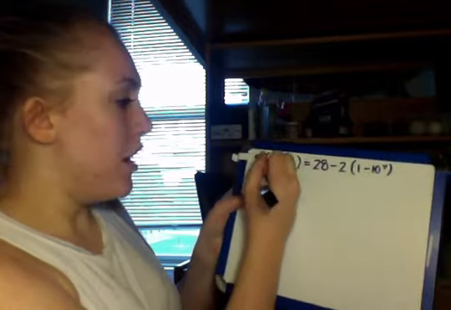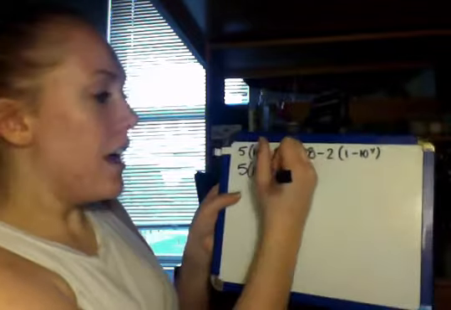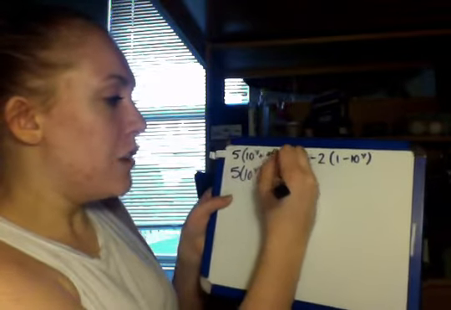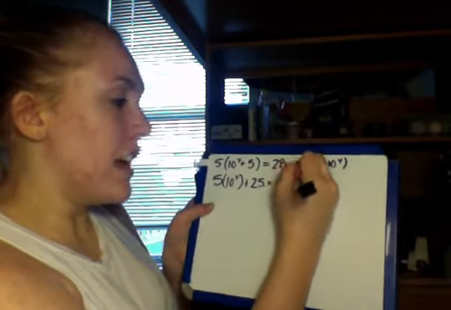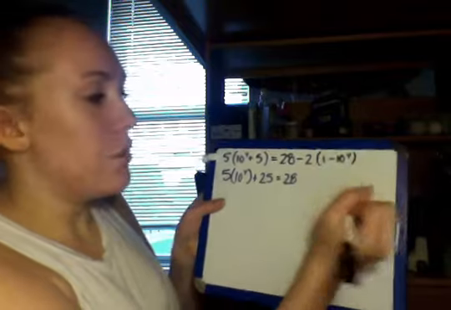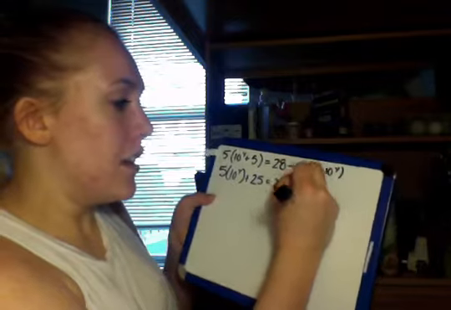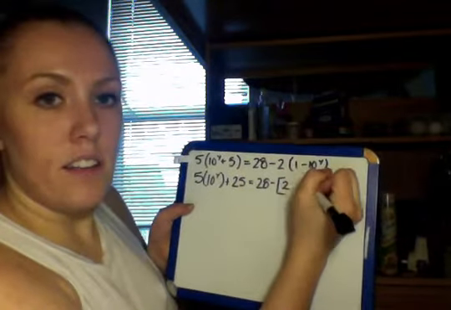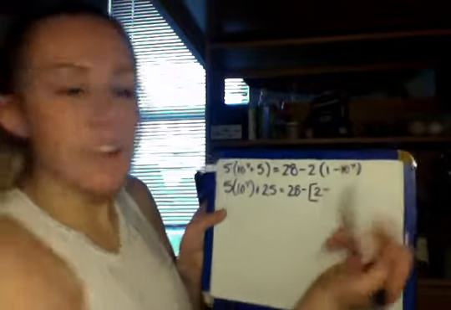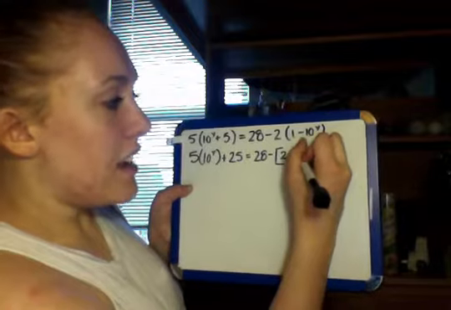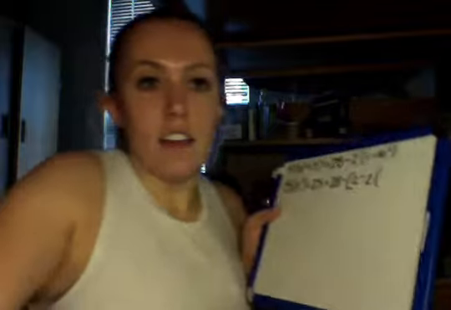So we're going to do 5 times 10 to the y, close that off, and then we're going to distribute the 5 to the 5 plus 25 equals, we're going to just rewrite this 28, and then here is where it gets tricky. We're going to keep the negative out, and then make brackets, and keep the 2 in there, minus, because we're going to take this negative 2, distribute it to the 1, so that's going to make this 1 a negative 2, and then we're going to keep this negative 10 to the y separate.